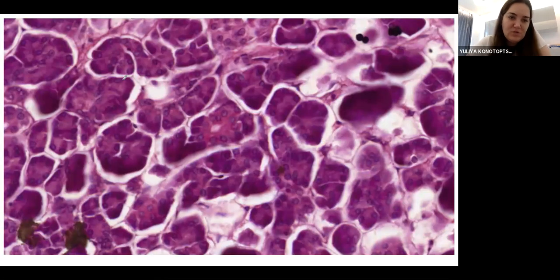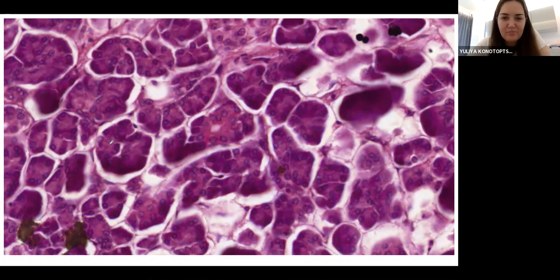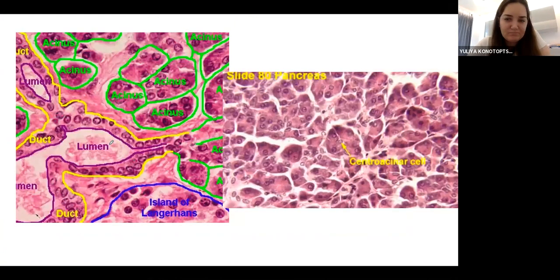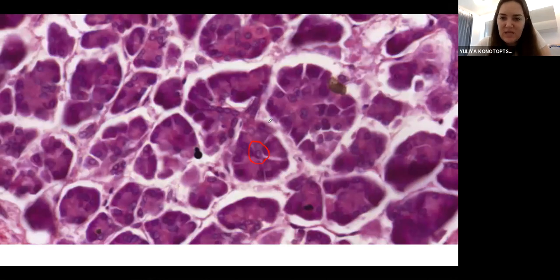So the same situation, you can see just a bunch of acini, nothing interesting. Try to spend some time here and realize that you're not looking at the parotid gland, you're looking at the pancreas, right? Okay, so again, the same idea. An individual cell just sitting in the acinus is definitely a centroacinar cell.